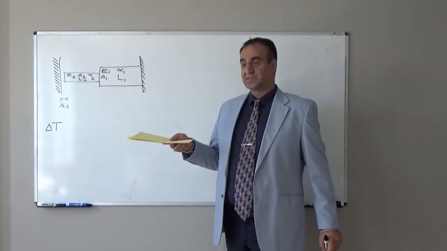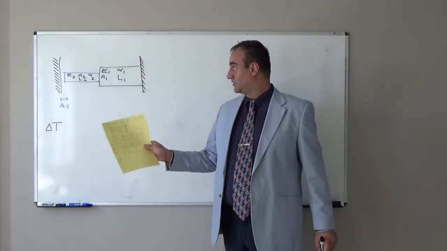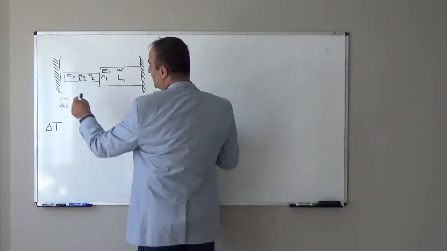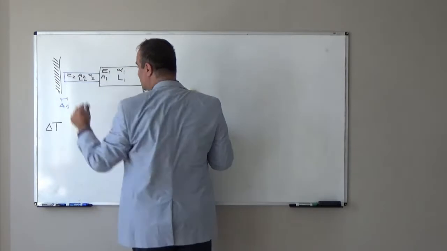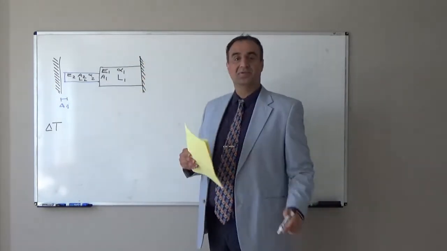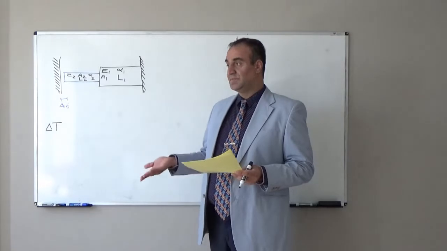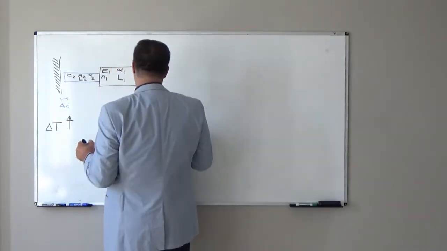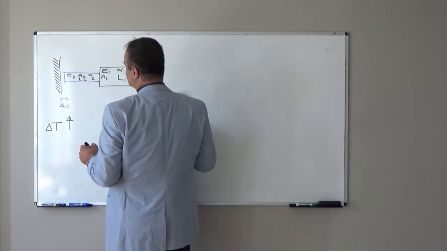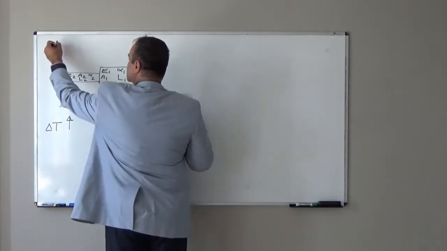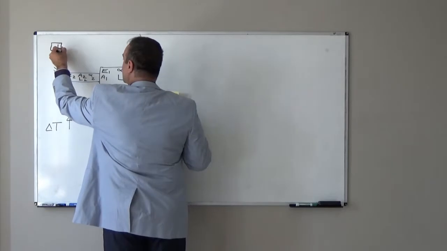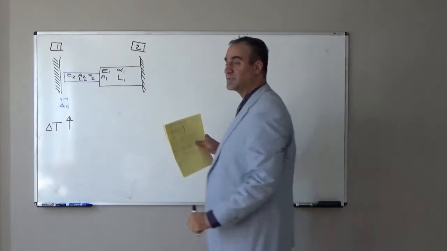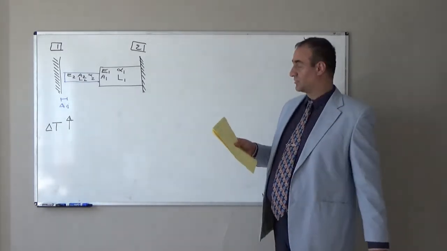This assembly is at room temperature. We have two supports here. This support keeps the rod in equilibrium, but for the other support there is an initial gap. The magnitude of that initial gap is known. We increase the temperature from room temperature. What will be the reaction in these supports? I call this support number 1, and here support number 2. What will be the reactions in these supports?